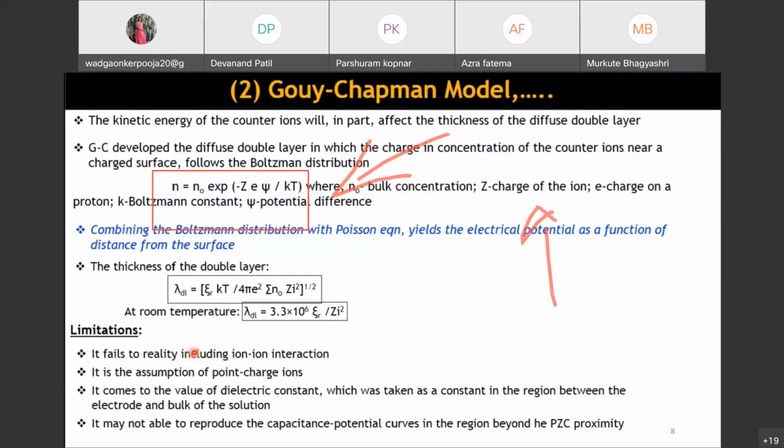Now this Boltzmann distribution equation you can combine with the Poisson equation and get the thickness of the double layer. But let me tell you one thing: they are not expecting you to derive each and every equation. If you put the Boltzmann distribution equation in the Poisson equation, it will simply give you the thickness of your double layer, and it is right in front of you.